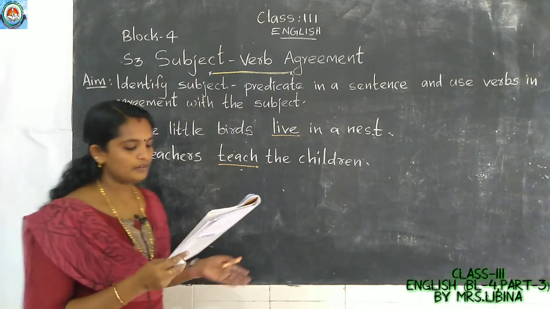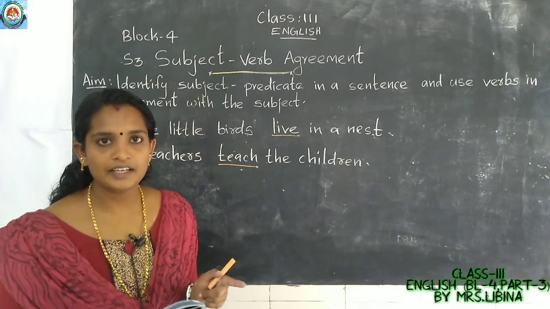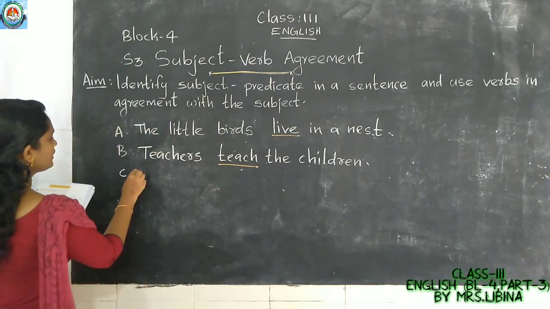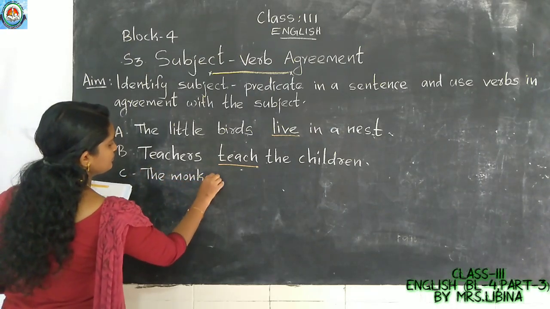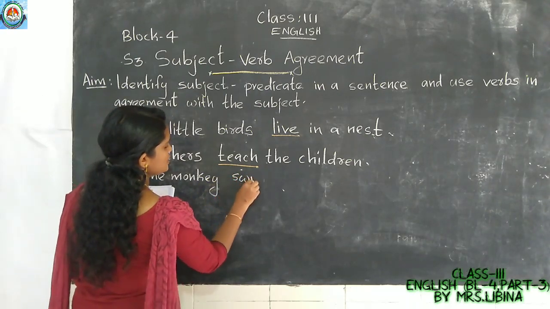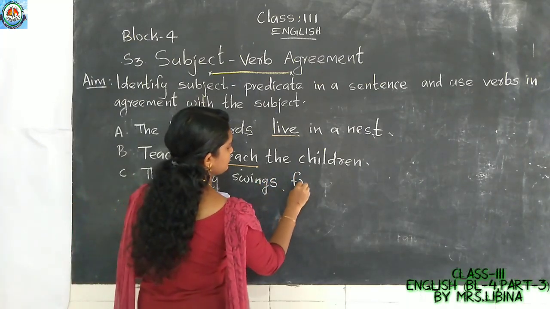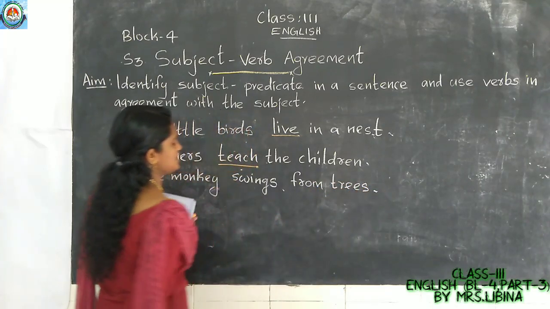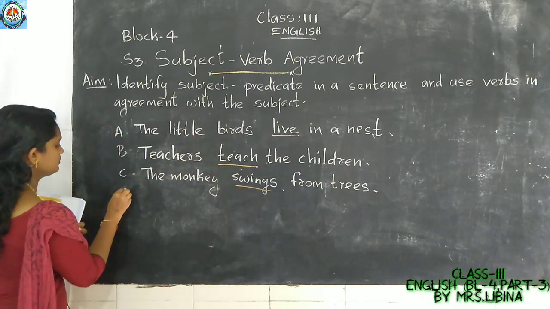Monkeys sing from trees. Monkeys, is it singular or plural? Only one monkey is there? No, monkeys. Then what can we write? The monkey. Okay, the monkey sing or sings? The monkey sings, okay, from trees. Sings from trees.